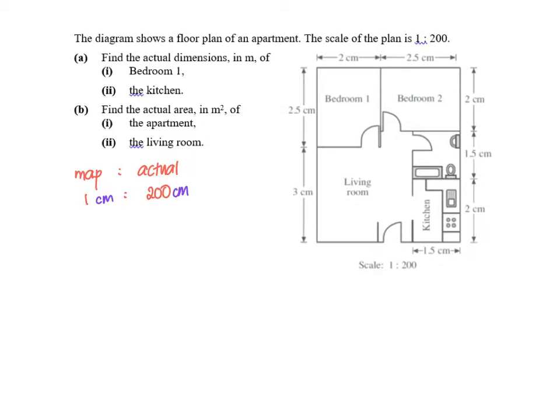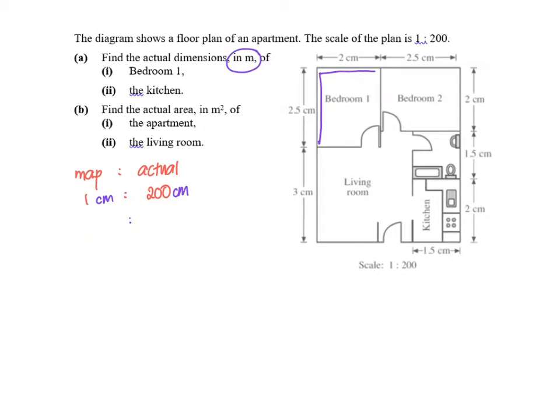What do you mean by dimensions? Dimension has length times breadth. Very good. So the dimension here has length and breadth. Length is 2.5. Breadth is 2 cm. So I need to change one by one, right? So the one on the map is 2.5 cm. Am I going to write in 200 cm? Oh, they tell me they want the dimensions in meter.